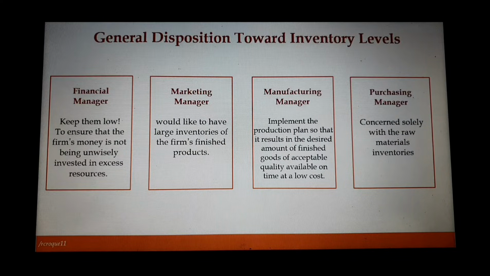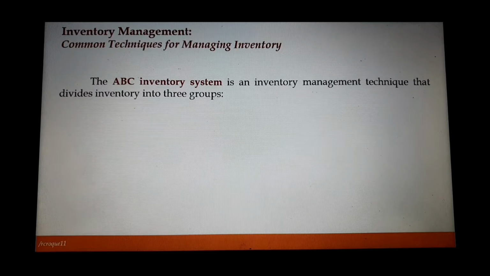And now we are going to talk about some common techniques used in inventory management. So the first one is ABC inventory system. Itong ABC is not our activity-based costing. We just call it ABC inventory system because the inventories are grouped into 3. We have group A, B, and C.